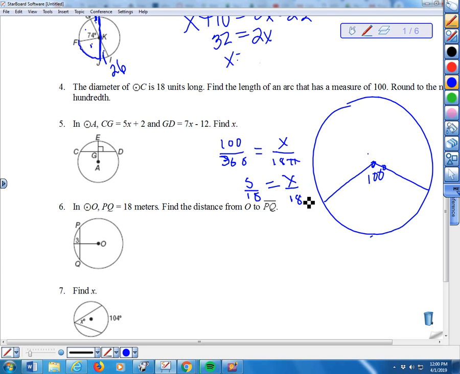So rather than doing cross multiplication here, what did I multiply 18 by to get over here? Pi, right? So if I take 5 times pi, I'll get there. So it's 5 pi. Then I just put that in the calculator because they want it to the nearest hundredth. So 5 times pi in the calculator, round it to the nearest hundredth, and there's your answer. If that makes sense? Just set up a proportion there.